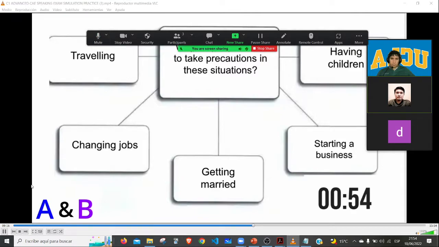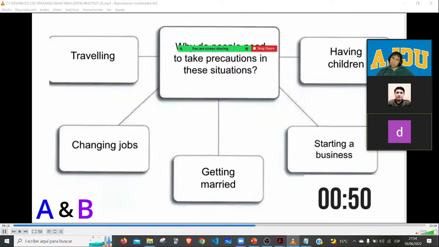Okay. Having children, I think, in my humble opinion. From my point of view, I think it would be having children. It's more important to take precautions. Yes, I agree with you. Having children, no, is where you need to take a lot of precautions. Probably fewer precautions for changing jobs, no, because you can find work anywhere. Yeah, because children can make you have another style of life and change all your life.